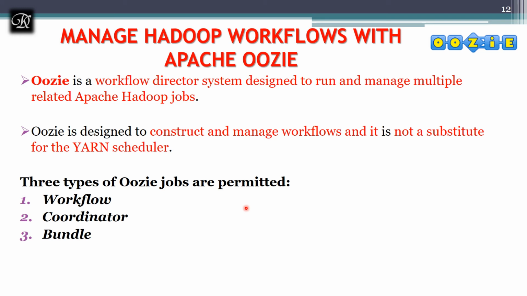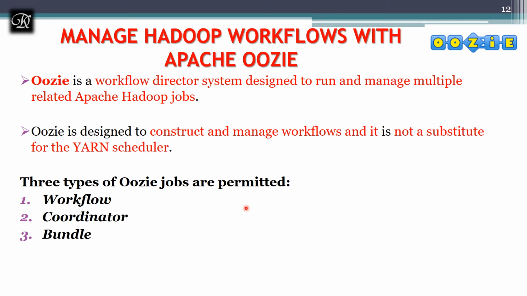Yarn, as I said, is going to manage all the resources. That is not done by Oozie. But each Oozie job can be categorized into three things: one is a workflow, one more is a coordinator, and another one is a bundle. What is a workflow? A workflow contains a specified sequence of Hadoop jobs with outcome-based decision points and control dependency.